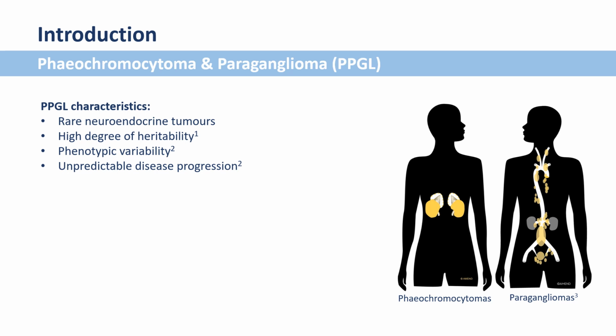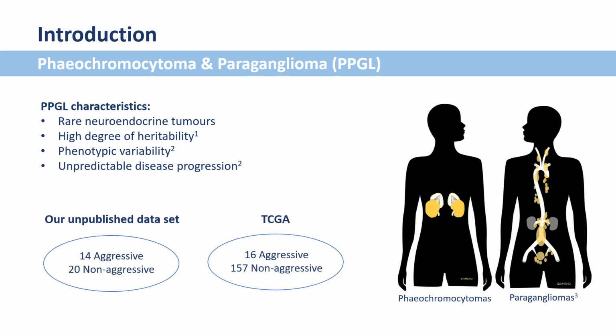My research focuses on pheochromocytomas and paragangliomas, a rare type of neuroendocrine cancer. Despite the high degree of heritability, PPGLs present great phenotypic variability. So far, there are no markers or tools able to predict the phenotype. For the work I'm presenting today, I used two different independent datasets: the Cancer Genome Atlas dataset available in the public domain and an unpublished dataset created in our lab.